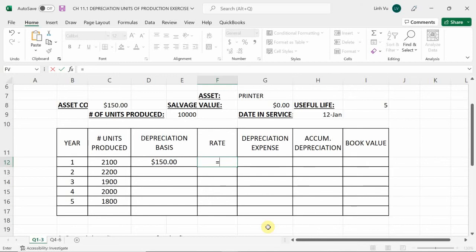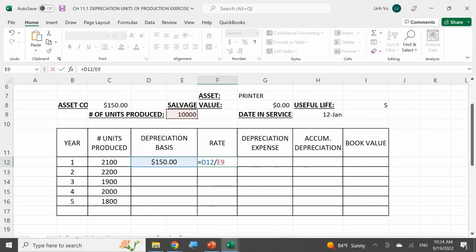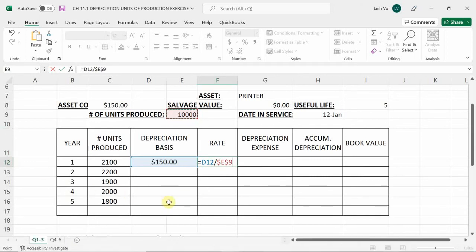I got 0.015. Okay, so how did you get that number? We did the 150 divided by 10,000. Good, right? In this case, I'm taking my depreciation basis and dividing it by the number of units that my machine can produce in grand total.